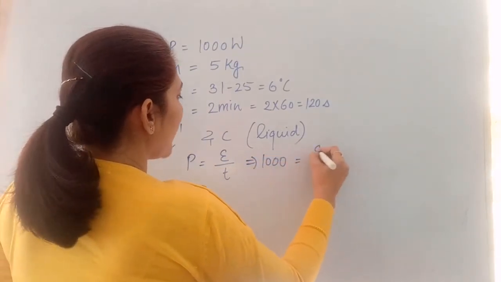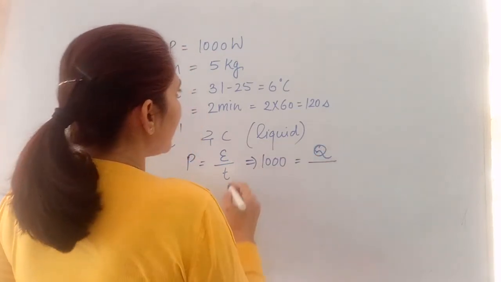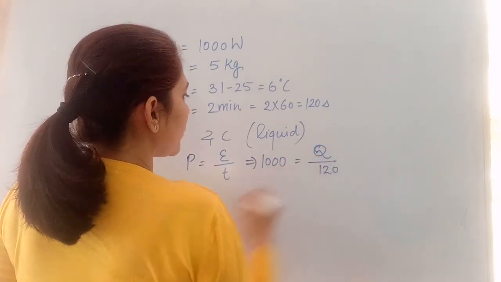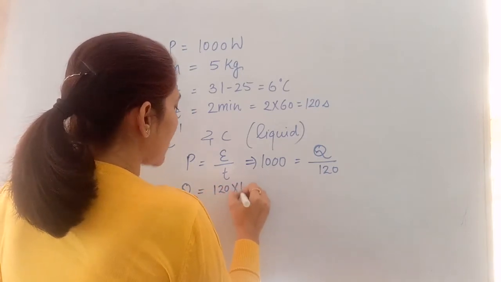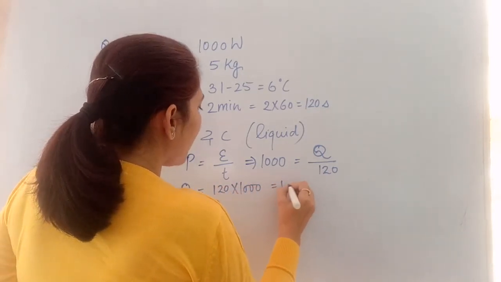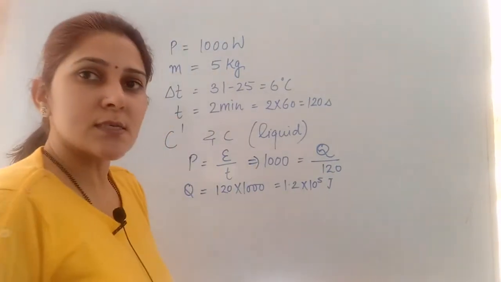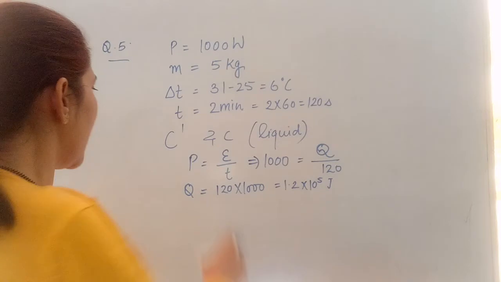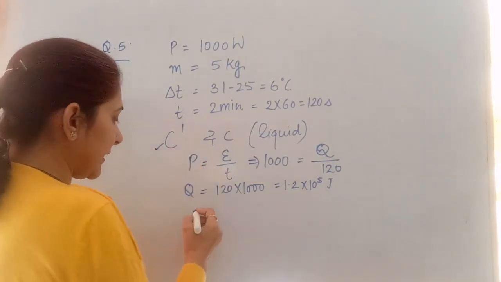That is equal to energy supplied. Here we are representing energy with Q divided by time, that is 120. So this Q is equal to 120 into 1000, that will be 1.2 into 10 raised to the power 5 joules. This is the heat energy required. So you can find out heat capacity, or you can say heat energy required.